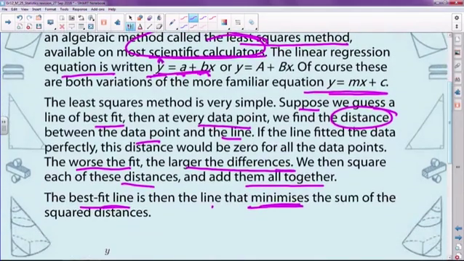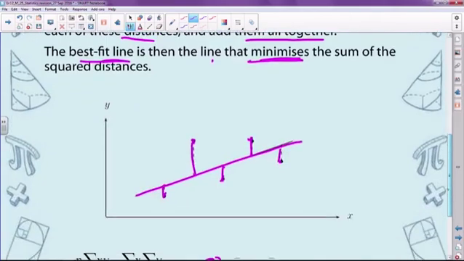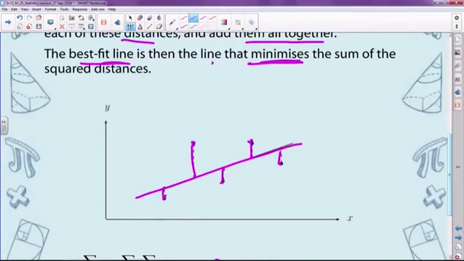And how does the least squares method work? Well, it's very simple. All we're doing is we're guessing at a line of best fit, and then for every data point, we find the distance between the data point and the line. If the line fitted the data perfectly, that distance would obviously be 0. So we went to our diagram, we said if this was a perfect relationship, all these data points would actually sit on the line. All right.